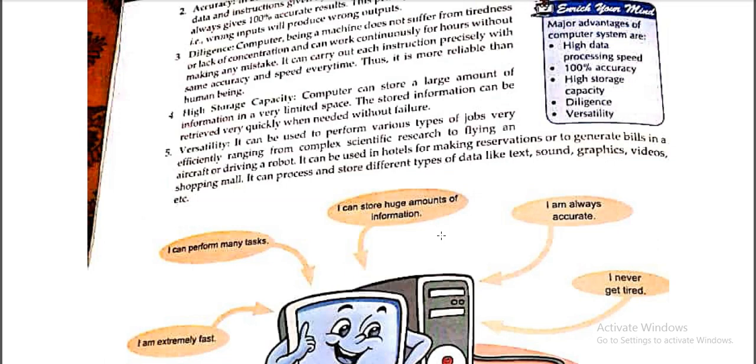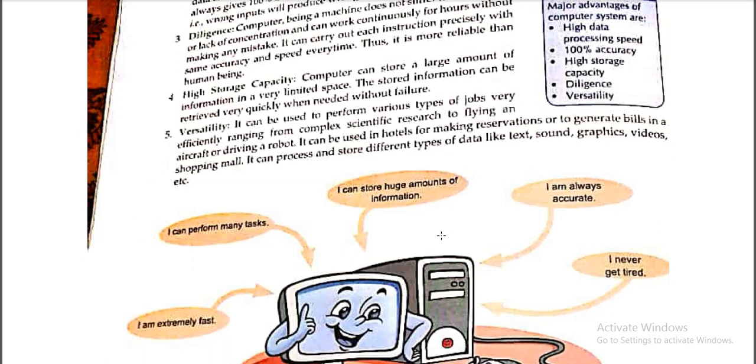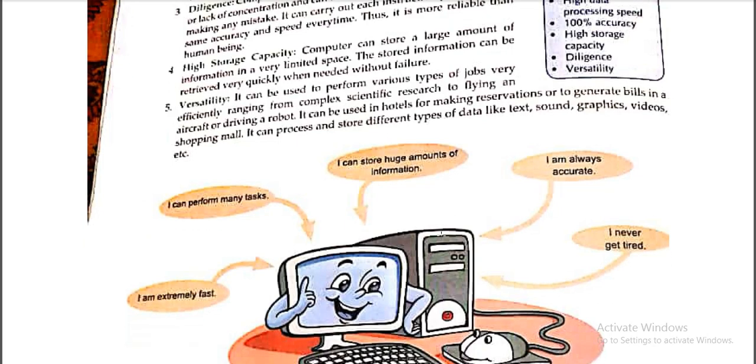Versatility means a computer is of versatile nature. That means it can do different types of work in different fields. Like we can use it in aircraft, we can use it to make a robot, we can do reservation, we can make or edit sounds, graphics, videos, etc. So these are the things we can do by the computer. That means computers are of versatile nature.